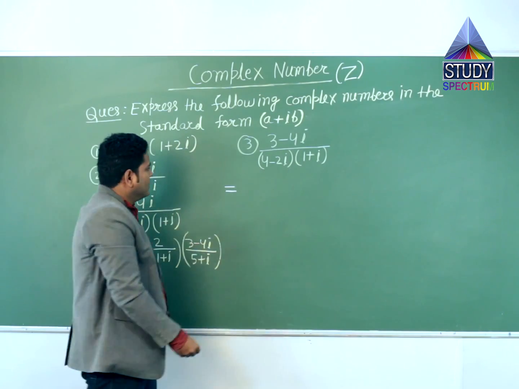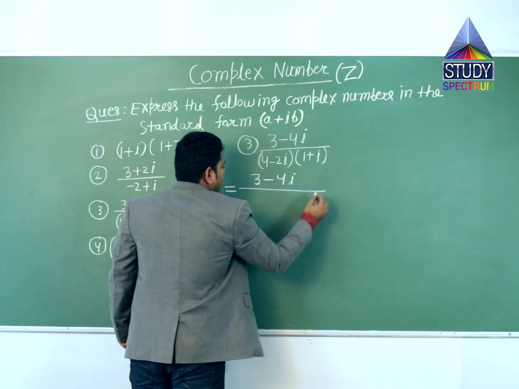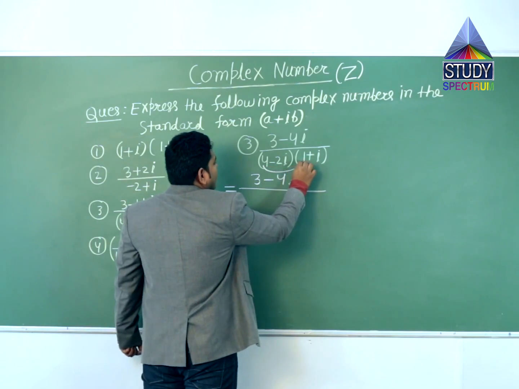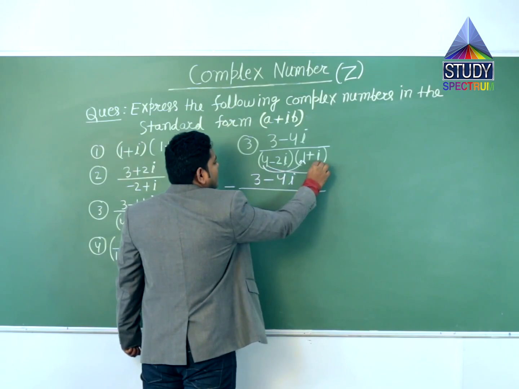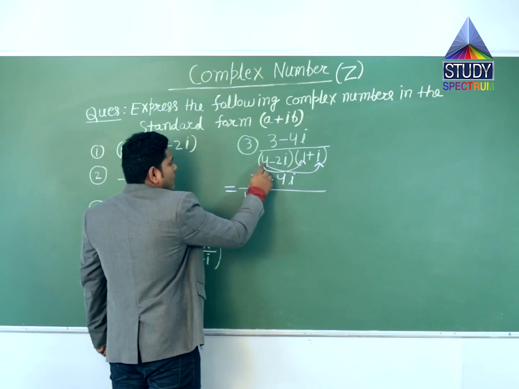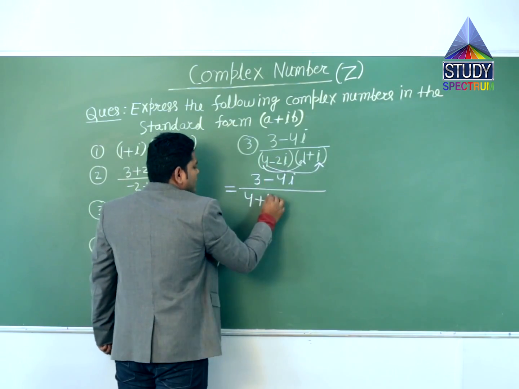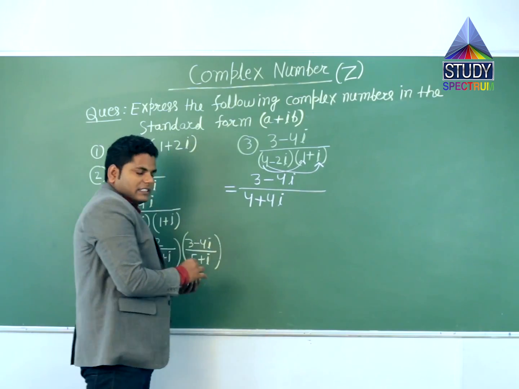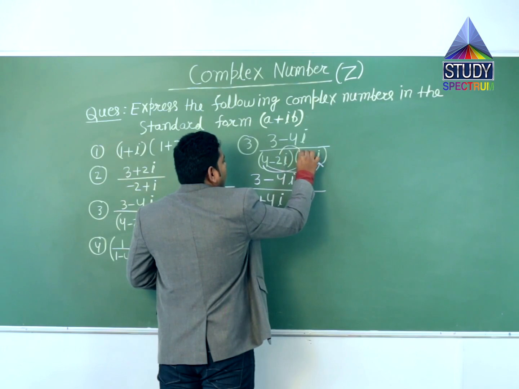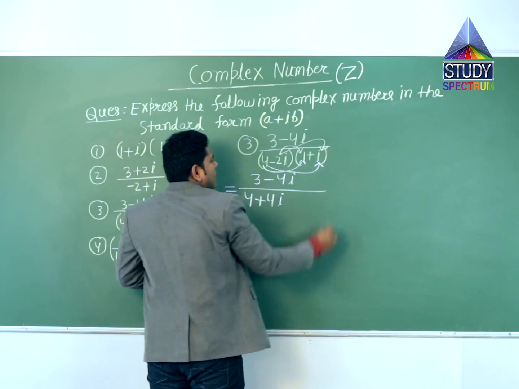So we'll write 3 minus 4i. So here 4 will get multiplied with 1, and here 4 will also get multiplied with i. So we'll write plus 4 into plus 1 is 4, plus 4 into plus i. So plus into plus is plus, and 4 into i is 4i. In the same way, minus 2i will get multiplied with 1 plus i.